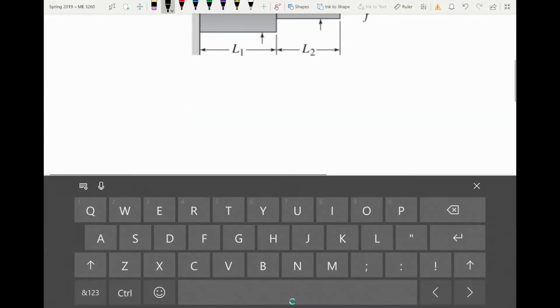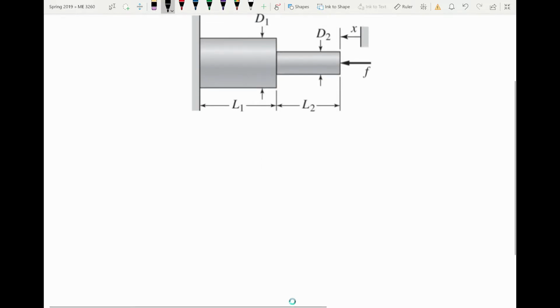So the first step is to draw a free body diagram representing the system. As you see here, we have two cylinders being compressed by an axial force. So first we want to draw a line representing them. We're going to have the wall, which is obviously stationary, cylinder 1, cylinder 2, and an axial force compressing on the end.